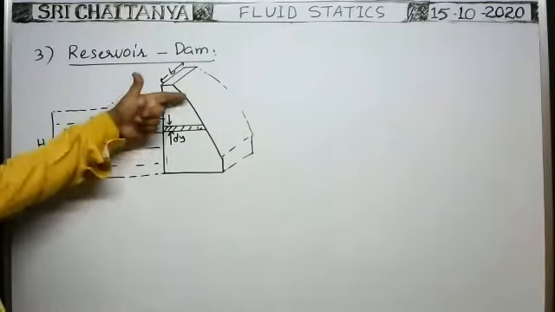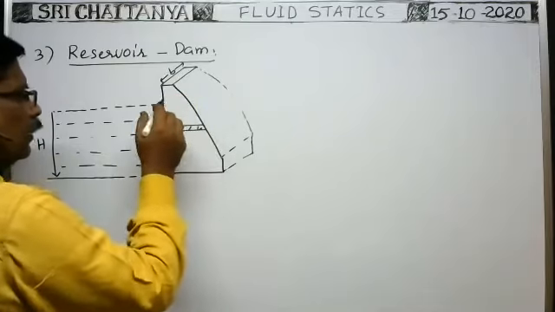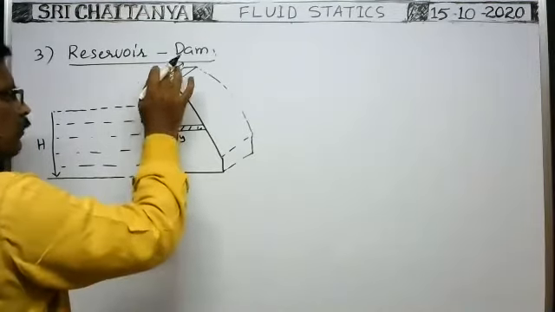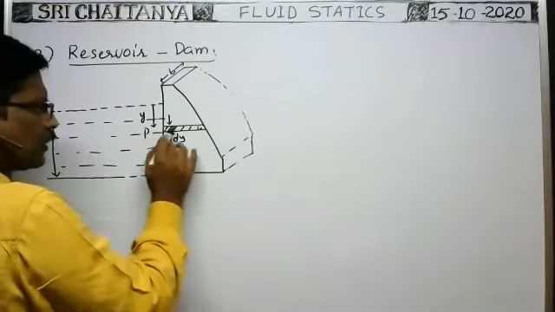So the width of the gate is also say B. Okay, width of the gate is say B, or width of the dam is B. So on the width B of the dam, because of this pressure, some force acts in this direction.